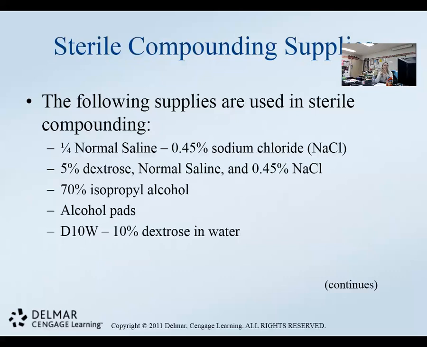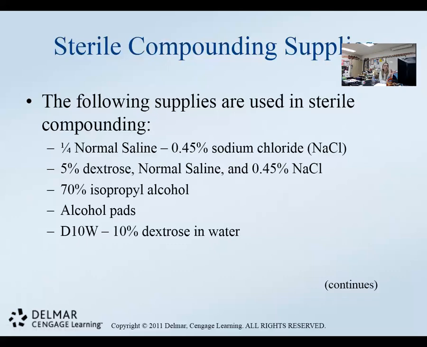The following supplies are used in this: quarter normal saline, 5% dextrose, normal saline, half normal saline. That's what that 0.45% NaCl is. NaCl is just your normal saline. We call it normal saline, okay? Normal saline is 0.9% sodium chloride. That's what we consider normal saline. That's something that you'll want to know. 0.9% normal saline, I'm sorry. So that's sodium chloride.